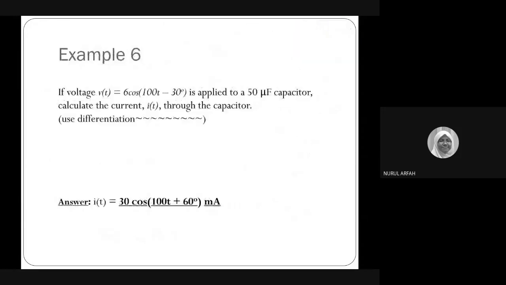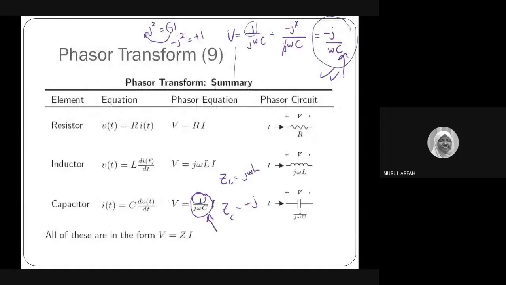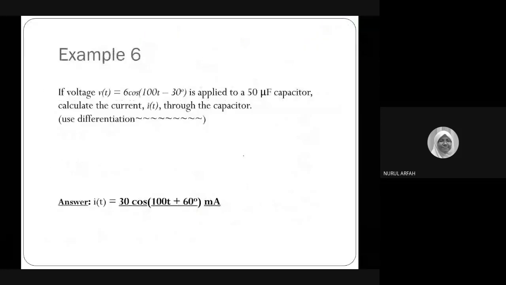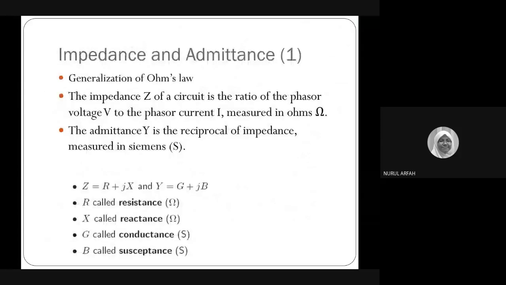For those who missed or skipped the derivation part, you can go through it again. Do not skip anything. If voltage V equal to 6 cos is applied to, do you want to do this, or shall I give it to you as homework? Homework lah. What time is it now?